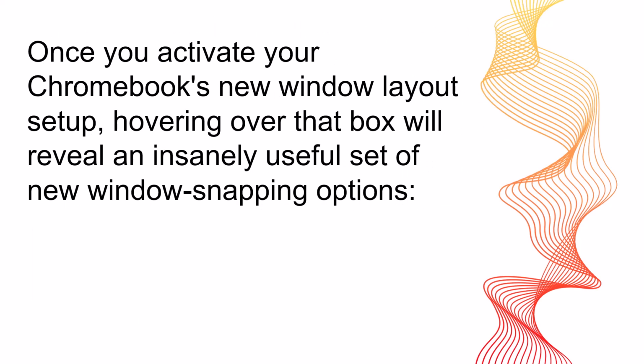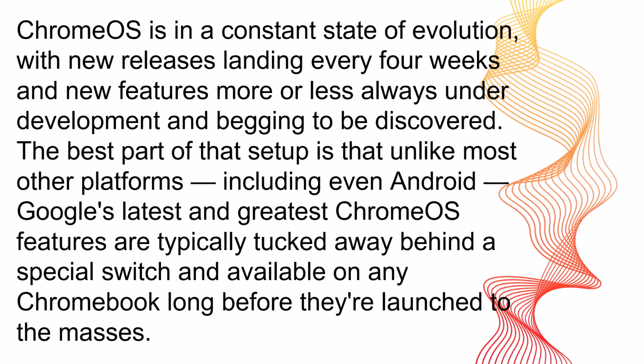Once you activate your Chromebook's new window layout setup, hovering over that box will reveal an insanely useful set of new window snapping options. Chrome OS is in a constant state of evolution, with new releases landing every 4 weeks and new features more or less always under development and begging to be discovered. The best part of that setup is that unlike most other platforms, including even Android, Google's latest and greatest Chrome OS features are typically tucked away behind a special switch and available on any Chromebook long before they're launched to the masses.